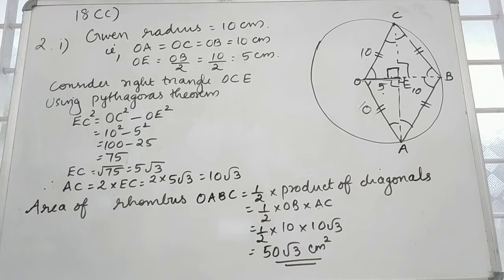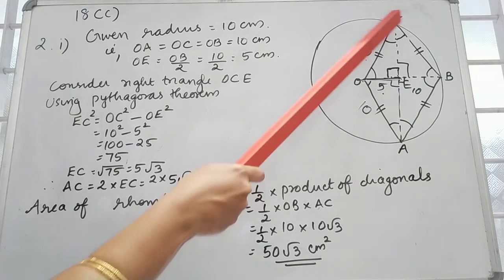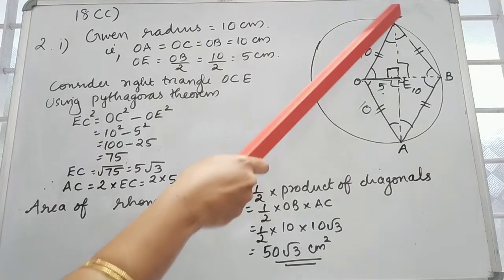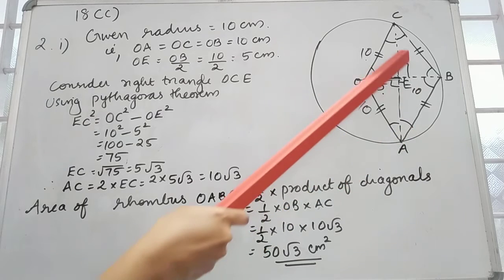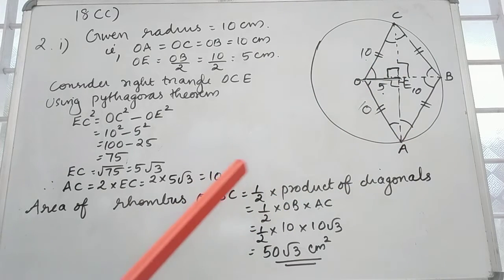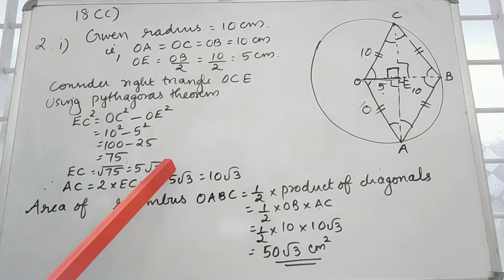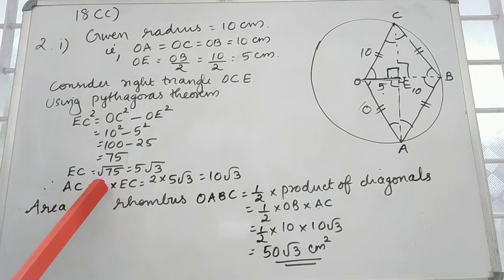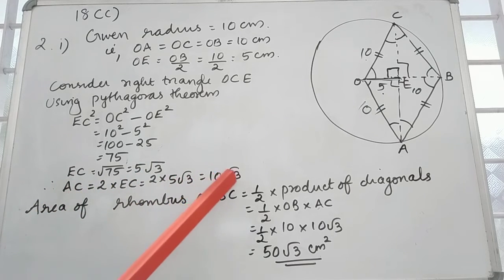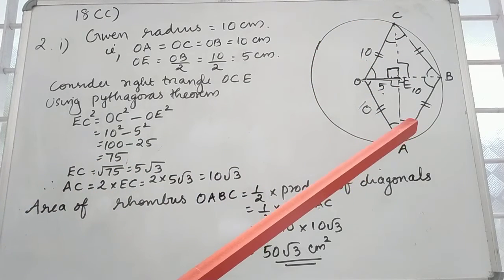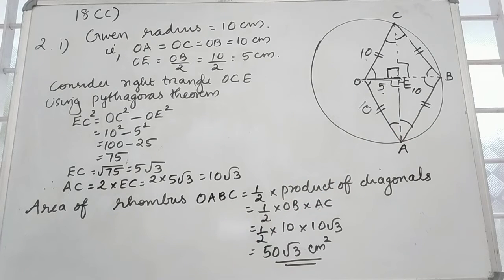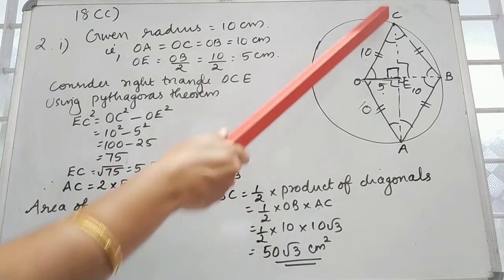Then look at EC. What about the AC diagonal? AC will be 2 times EC. EC we got as 5 root 3, so AC will be 2 into 5 root 3, that is 10 root 3. Why are we finding this AC? We need that for finding the area of a rhombus. The area of a rhombus formula is half into product of diagonals. So AC is a diagonal.